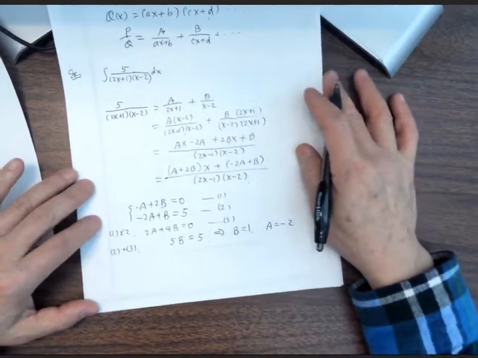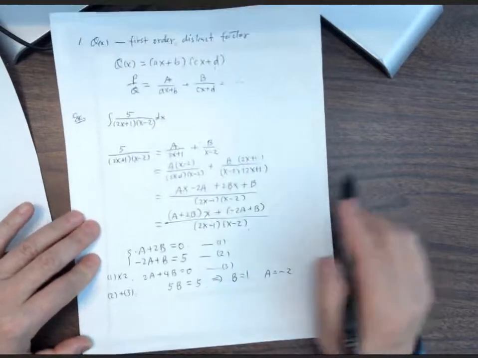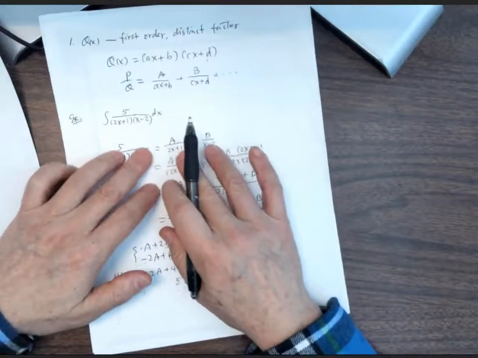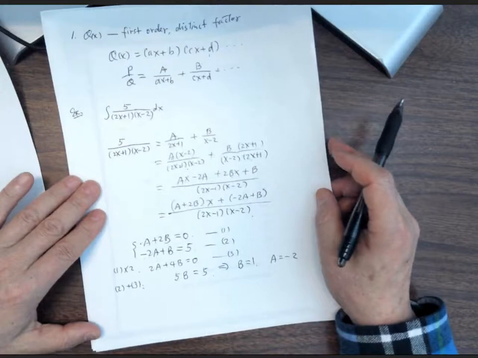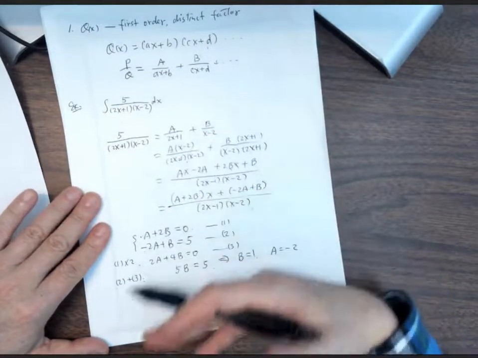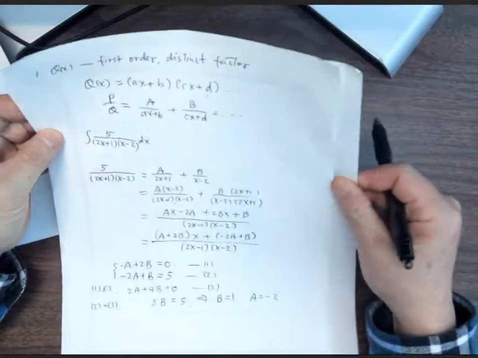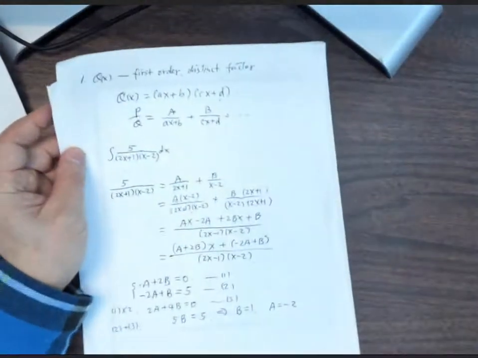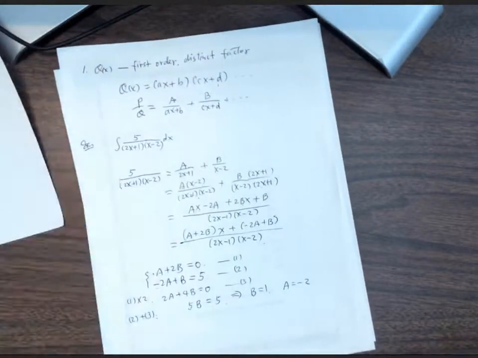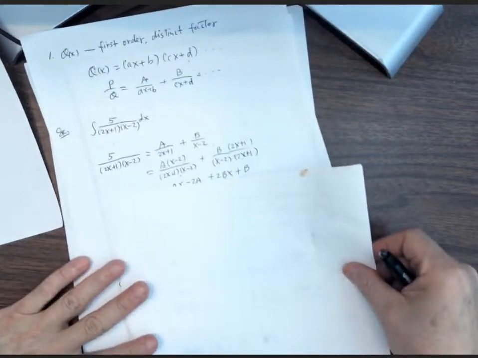Alright, so we determined values of A and B so that both sides are the same. Well, this is just the partial fraction, that's algebra. Our main work is to evaluate the integral. Let's get back to our main work.